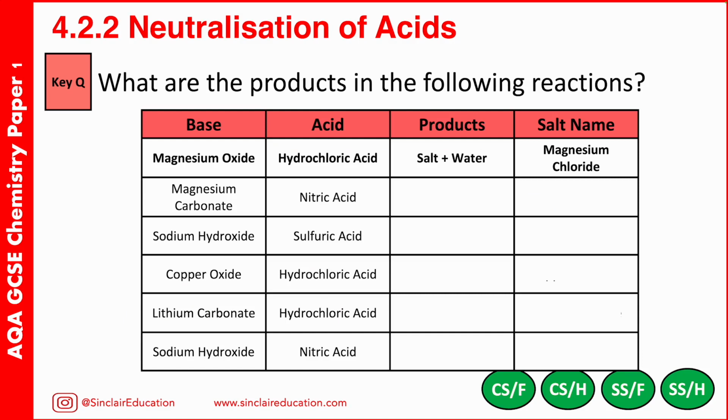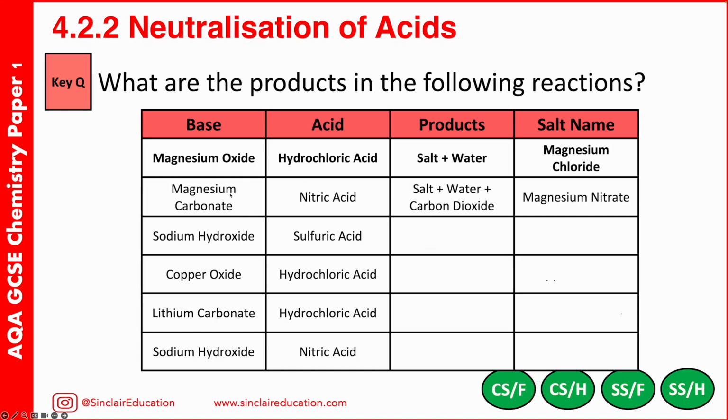If we have a look, in this example, I've got my base magnesium oxide reacting with hydrochloric acid. Now I'll make a salt and water, and the salt here will be magnesium chloride because of the base and acid in which I've used. In the next example, I've got magnesium carbonate reacting with nitric acid. Now, because this is a carbonate, I will still make a salt and water, but I will also make carbon dioxide.